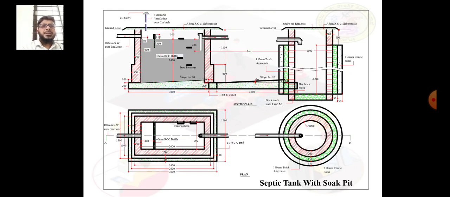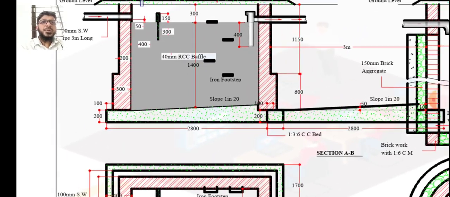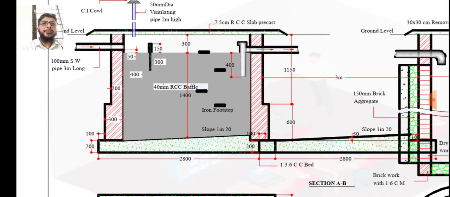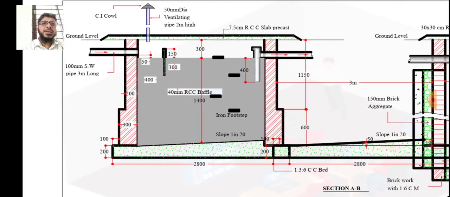This is the combined drawing of a septic tank and a soak pit. Here the first part, that is the left side, is the plan and section of the septic tank, and the right side is the section and plan of the soak pit. Now we will see the section of the septic tank.